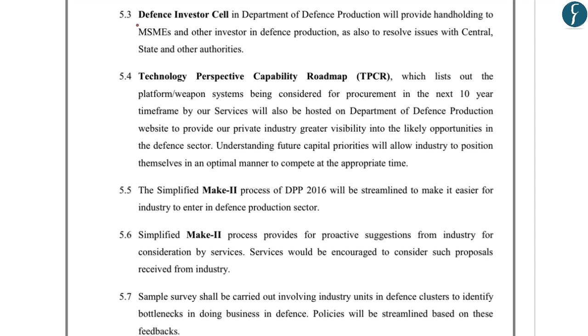Moreover, the Government of India intends to form a defense investor cell in the Department of Defense Production under the Ministry of Defense to help micro, small and medium enterprises and other investors in defense production with regards to investment in the defense sector. Further, the Government of India would form a technology perspective capability roadmap which would list the various platforms and weapon systems which the Government of India intends to procure within the next 10 years, which would help the private industries to know what would be the likely opportunities in the defense sector.